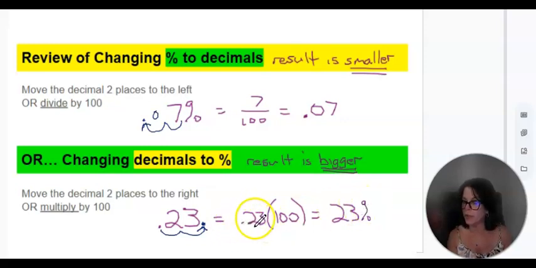or we take that 0.23 and now instead of dividing, we're multiplying by 100. Multiplying gives us a bigger number answer, right? 0.23 times 100 is 23%. You have to be able to switch between decimals and percents as needed.